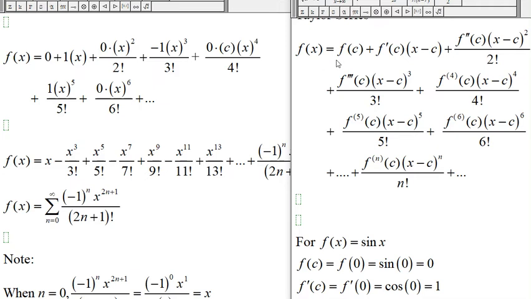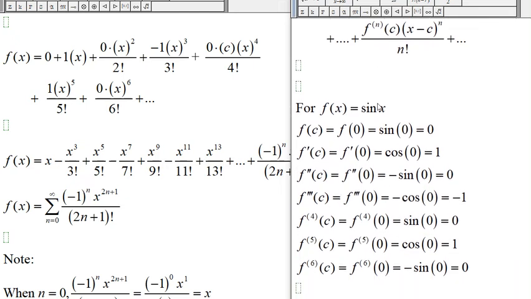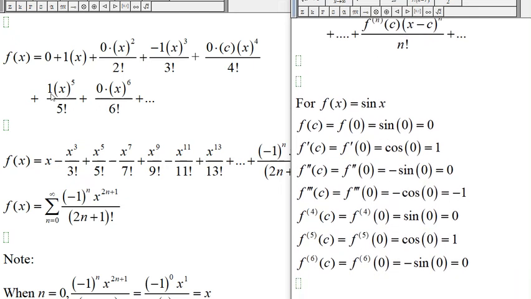And so again, f of c is 0. F prime of c is 1. And then the second derivative is 0. The third derivative at c is negative 1. The fourth derivative at c is 0. The fifth derivative at c is 1. And then the sixth derivative at c is 0. And so all the even powers will get 0. And so we only get the odd powers. So here we get x to the first.